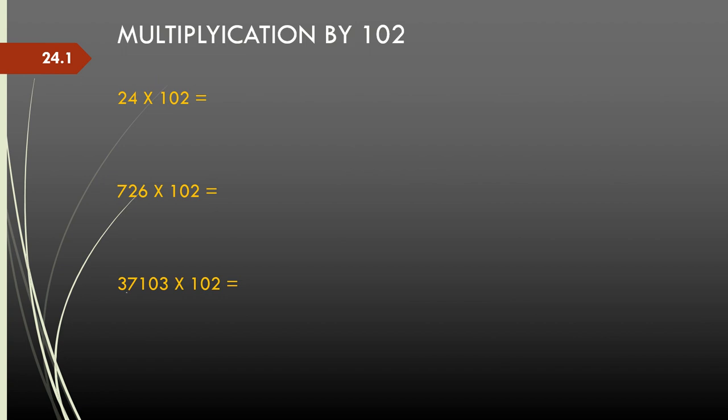For example, if I was multiplying 24 with 102, it will have two parts. 24 is the left part and the right will be twice of 24, which will be 24 and 48. So, that is the product of 24 and 102.